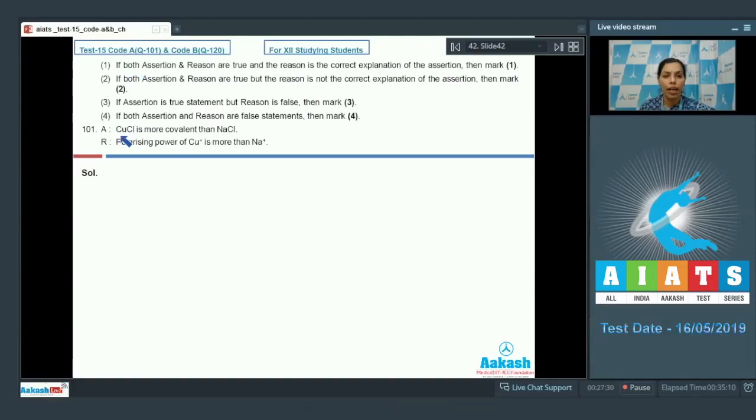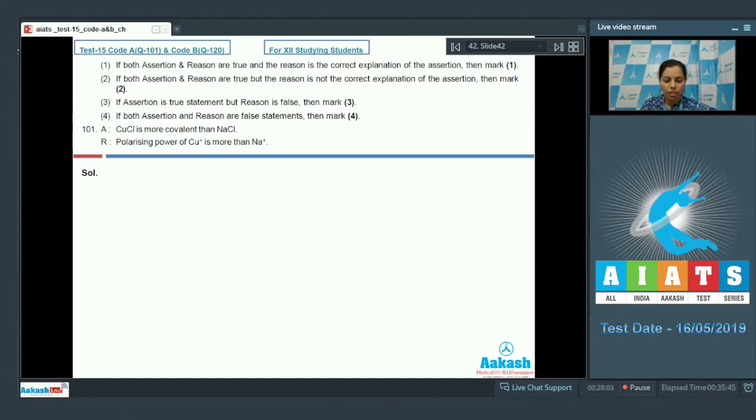Question number 101. But before that, you should know that from question number 100 onwards, the questions are assertion and reason type, and in that case, if both assertion and reason are true and the reason is the correct explanation of assertion, then you need to mark 1. Similarly, if both reason and assertion are correct but reason is not the correct explanation of the assertion, then you need to mark 2. If assertion is true but reason is false, then mark 3, and if both assertion and reason are false statements, then mark 4.